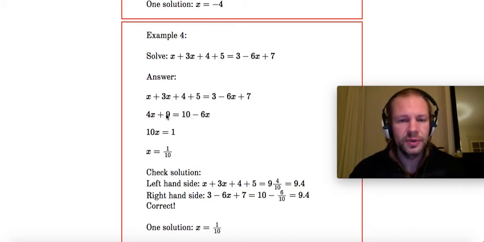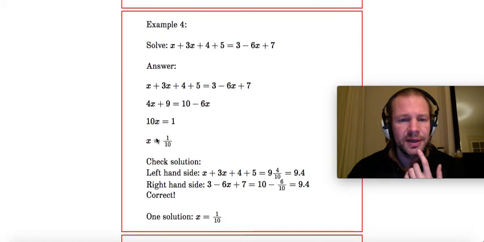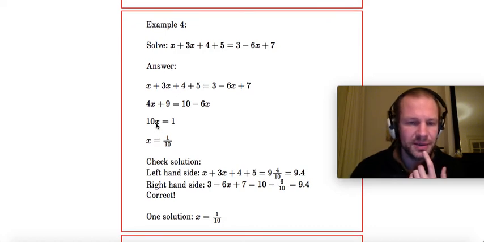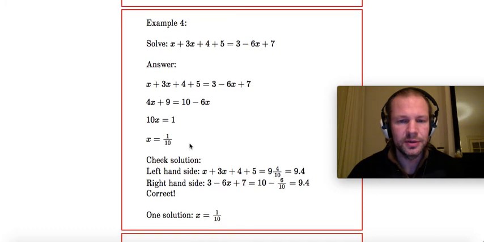Then we move this 9 to the other side, which means minus 9, which is 1, and we move the 6x to the other side, which means plus 6x is 10x, because it was minus 6x. Okay, now we almost have x, so we just have to divide by 10, which means x is 1 divided by 10. So let's check the solution.